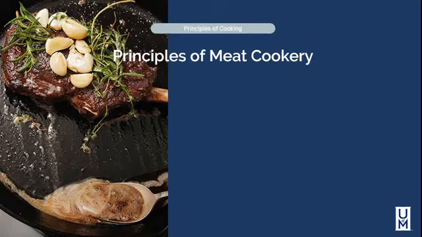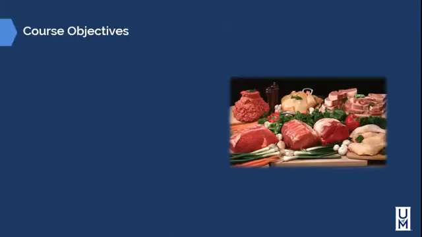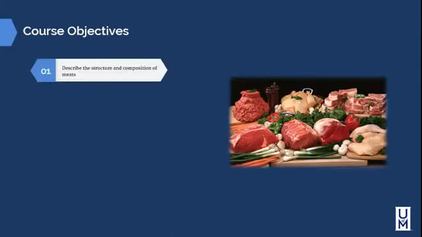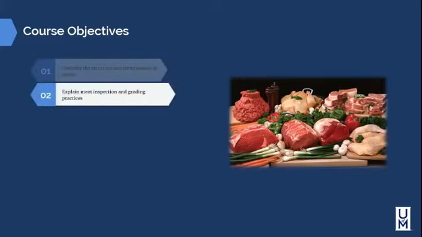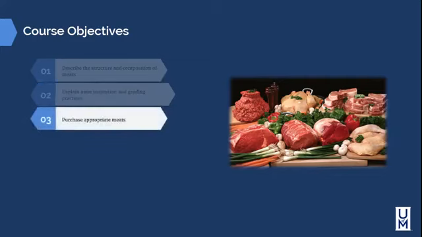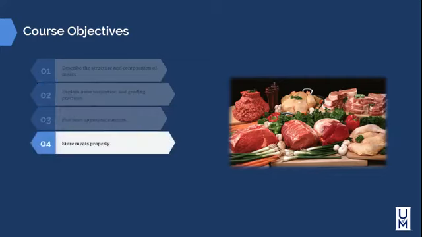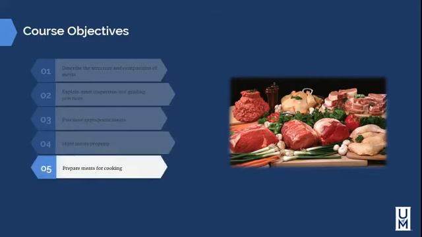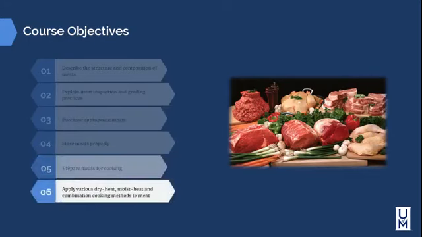In this module, we'll discuss principles of cookery as they pertain specifically to meat items. The objectives for this module are: describe the structure and composition of meats, explain meat inspection and grading practices, purchase appropriate meats, store meats properly, prepare meats for cooking, and apply various dry heat, moist heat, and combination cooking methods to meat.